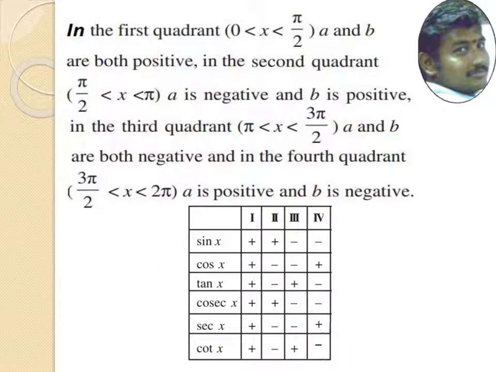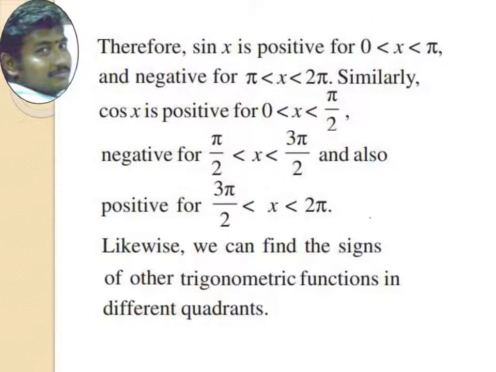In the first quadrant, 0 less than x less than pi by 2, a and b are both positive. In the second quadrant, pi by 2 less than x less than pi, a is negative and b is positive. In the third quadrant, pi less than x less than 3 pi by 2, here a and b both are negative. And in the fourth quadrant, 3 pi by 2 less than x less than 2 pi. The same way we can proceed.